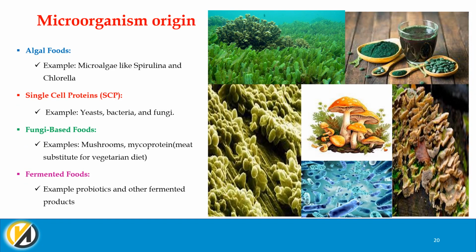The other source of food is microorganism based, or microorganism origins. This includes algal foods, for example, microalgae like spirulina and chlorella, single cell proteins that are extracted from yeast, bacteria, and fungi, fungi based foods such as mushrooms, mycoproteins, which are used as a meat substitute for vegetarian diets, and also fermented foods, for example probiotics and other fermented food products. Technically, they are not microorganism origin, but they use microorganisms to produce these products, so they can be considered a microorganism origin source of food for human beings.